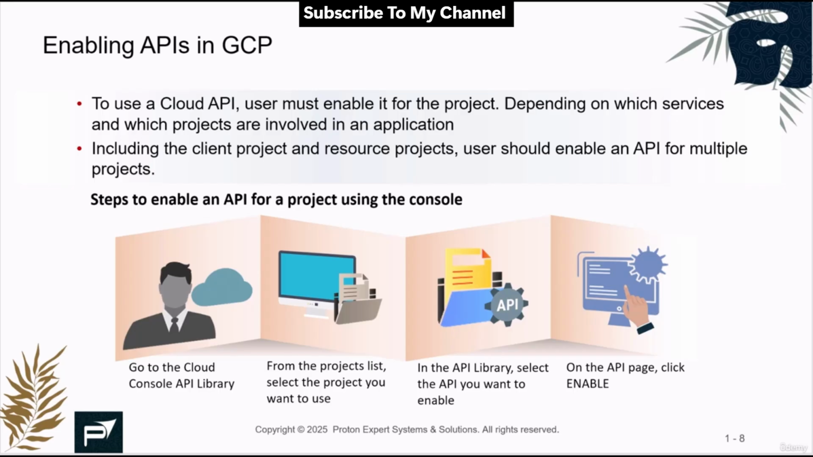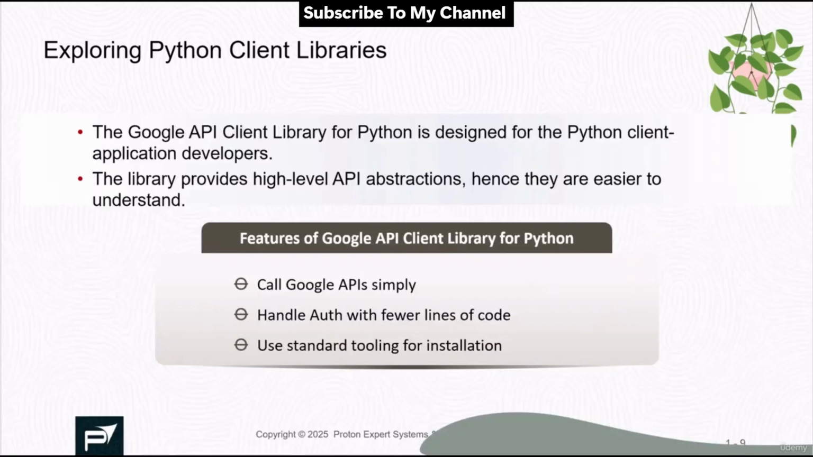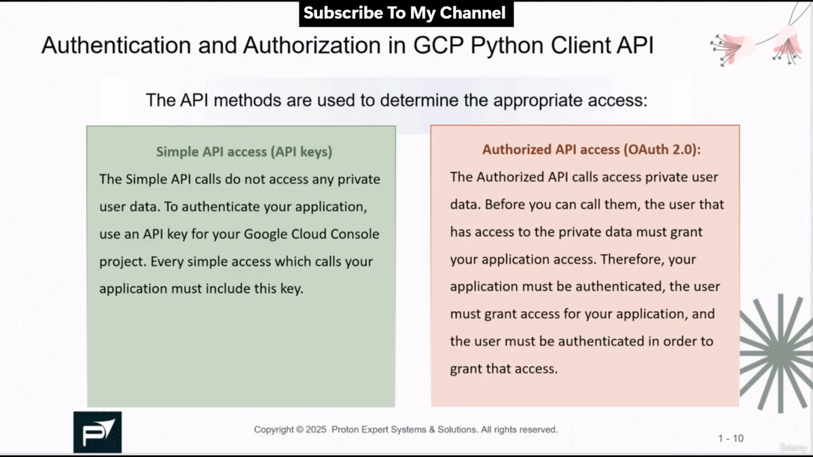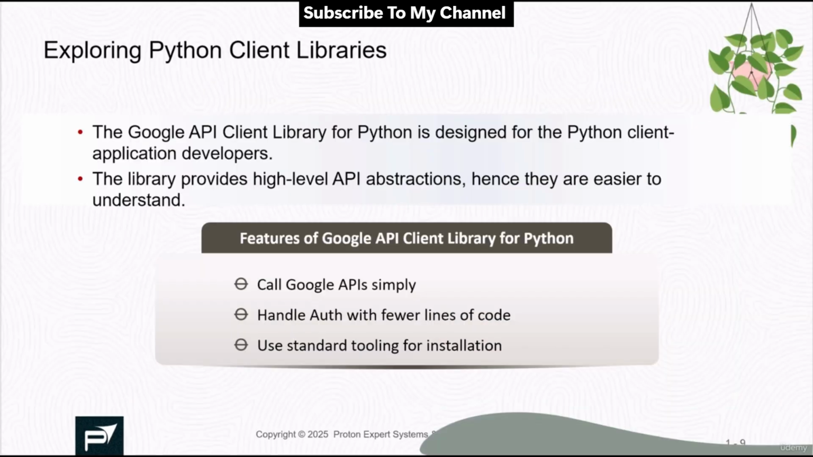Exploring Python client libraries. The Google API Client Library for Python is designed for the Python client application developers. The library provides high-level API abstractions, hence they are easier to understand. Let's look into the features of Google API Client Library for Python. Call Google APIs simply, handle auth with fewer lines of code, use standard tooling for installation.